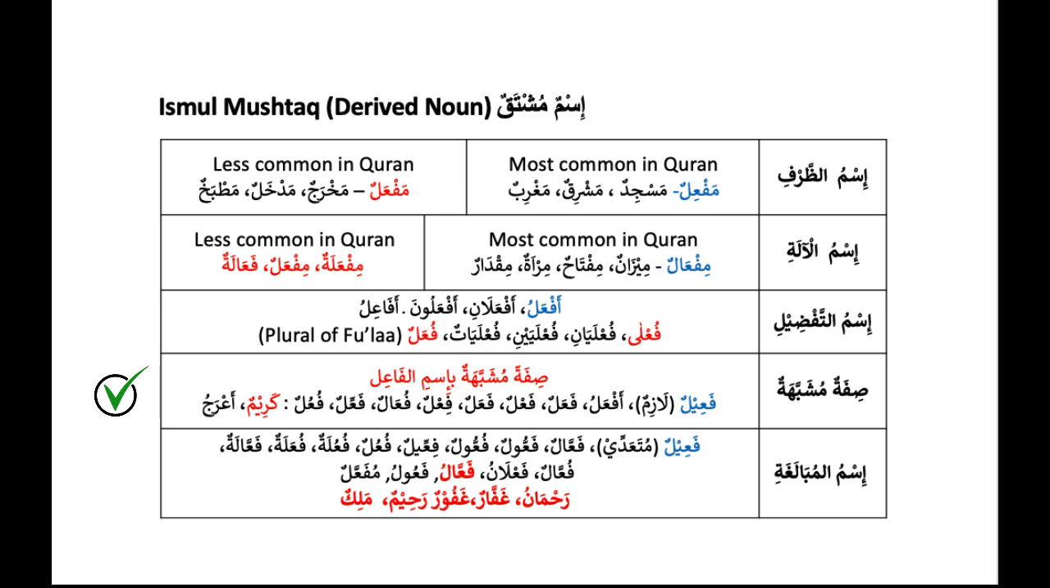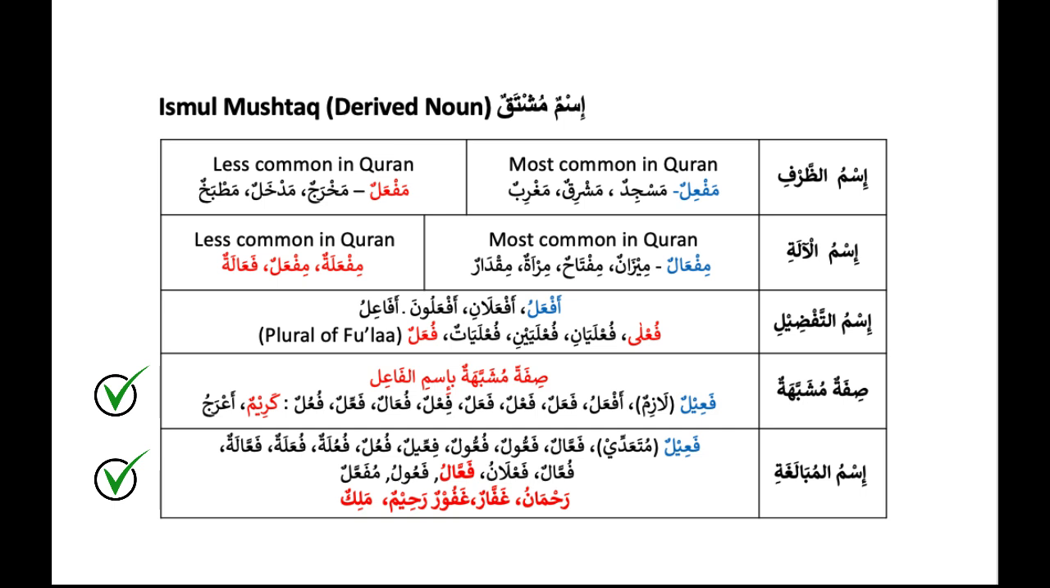Next is Ismul Mubalagha. Again, fa'ilun came as the most prominent pattern of Ismul Mubalagha. There are other patterns as well in Ismul Mubalagha, and they appear from time to time, and you'll be able to identify them as time goes, inshallah. For example, Rahmanu, Ghaffarun, Ghafurun, Rahimun, Malikun.